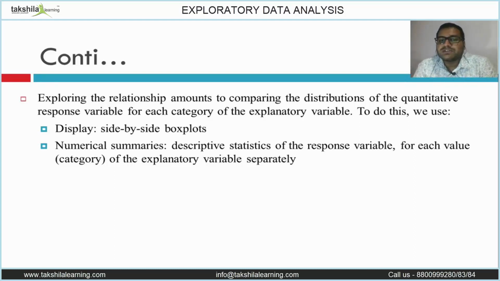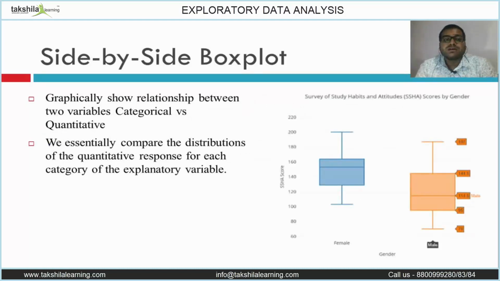Okay, and we'll see the descriptive statistics for that, like the mean, median, mode, and even the maximum and minimum values. So let's see what it is. Here, side by side box plot, graphically shows the relationship between two variables, categorical versus quantitative.